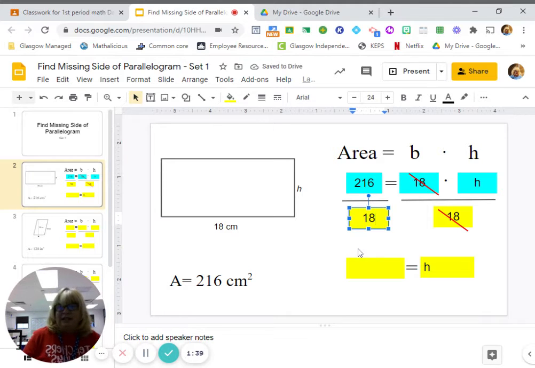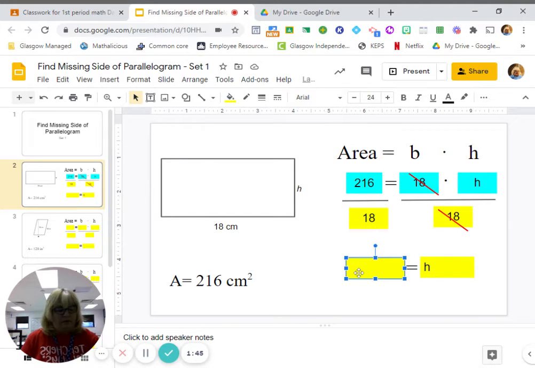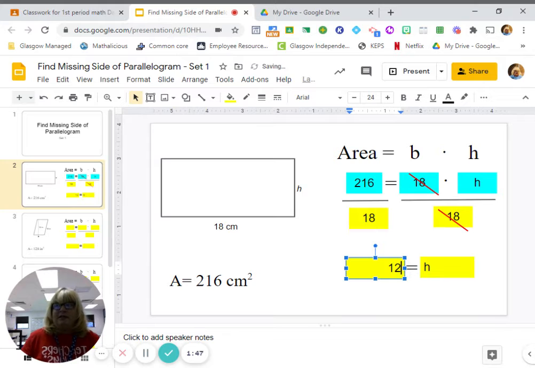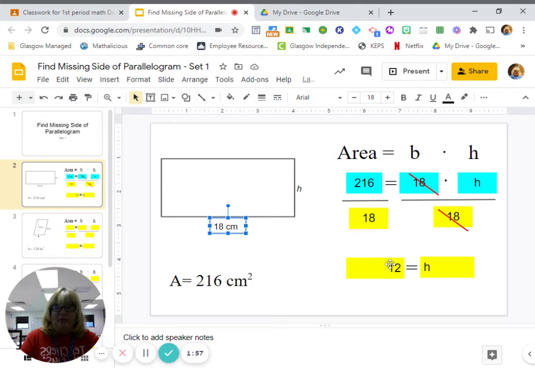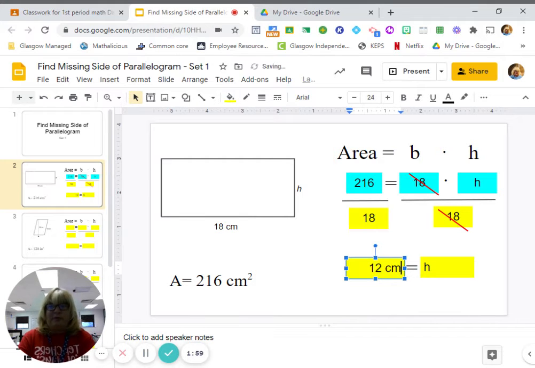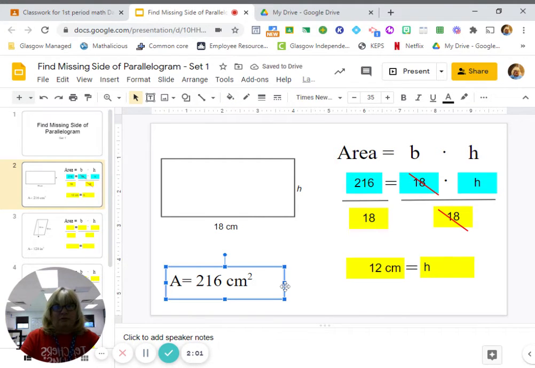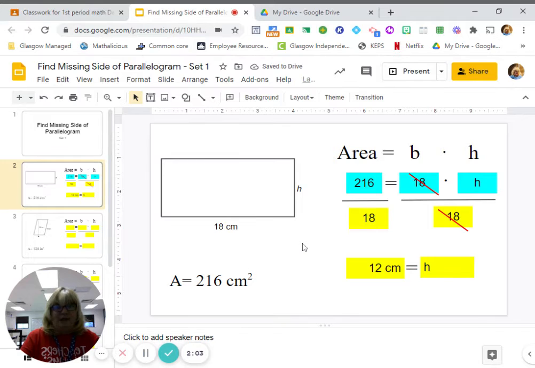And 216, do the math, 216 divided by 18 is 12. Now, 12 what? It's just a plain side, just like this 18 centimeters is a plain side. So since the base is in centimeters, my height will just be in centimeters. And that's my answer. Let's look at one more.